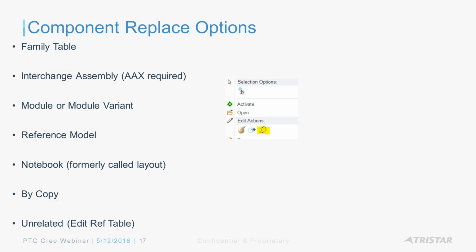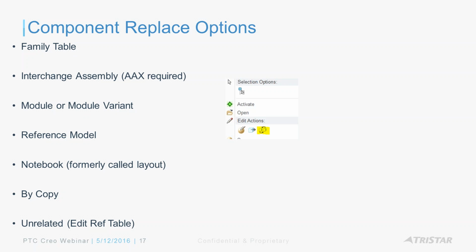So wherein you had datums that you called out in that layout, and you declared the part in the layout, you could also swap components using notebook or layout, or just by a copy, right? You just create a new part, it maintains all the references, just a different part name. But the most powerful thing in my experience is the unrelated with edit reference table.